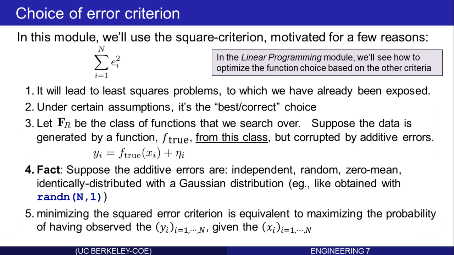So in the linear programming module, we'll see how to optimize the approximating function choice based on the two other criteria, the maximum error and the sum of the absolute value of the errors.